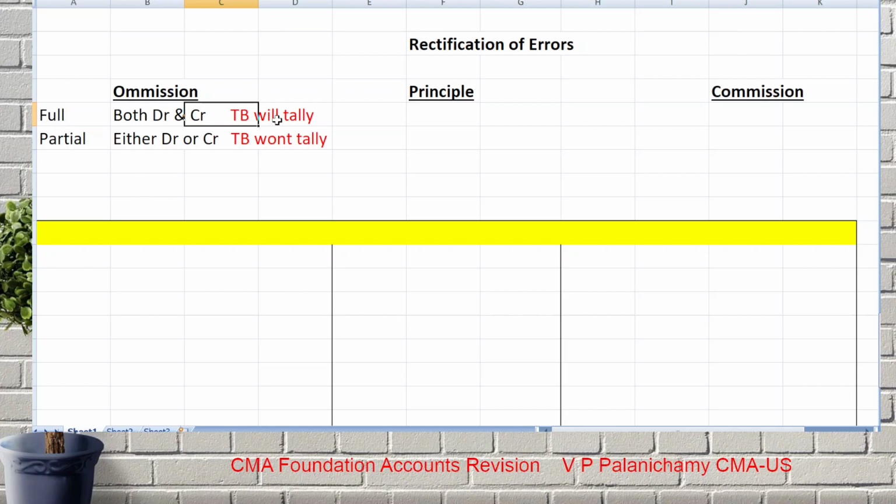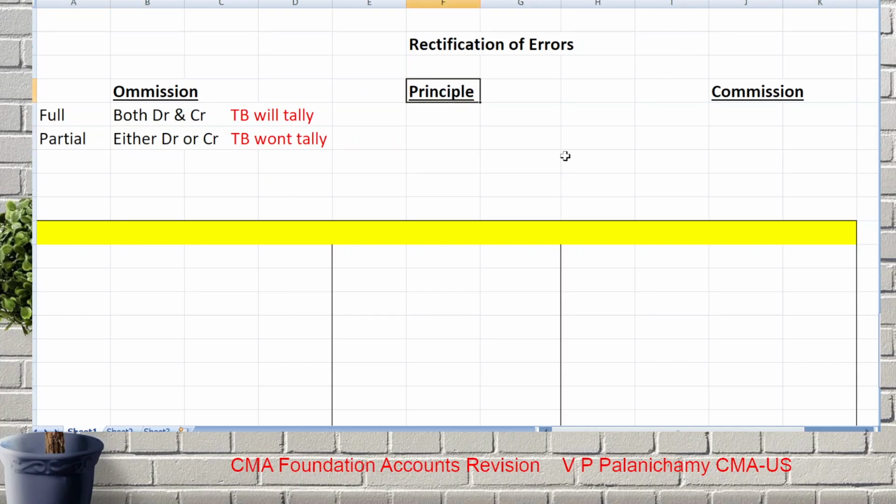Trial balance will agree. Trial balance will not reveal. Okay. Trial balance will tally. What is the meaning? Trial balance will tally. What is the meaning? Trial balance will agree. Debit will be equal to credit. அது affect ஆகாது. Otherwise, this error will not be revealed by trial balance. Partial omission நால trial balance will not tally. Otherwise, it will be revealed by trial balance.